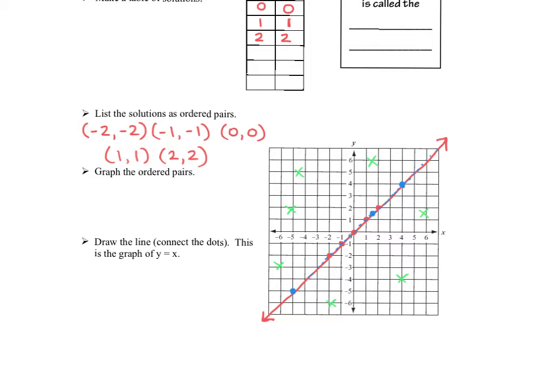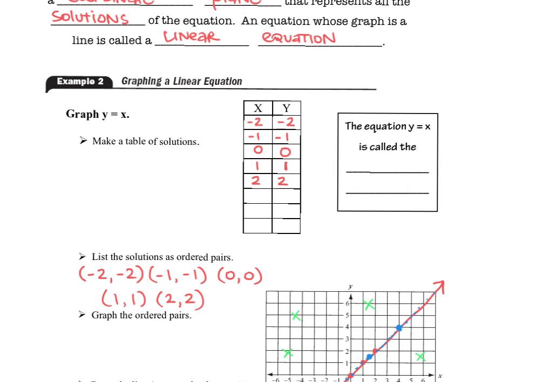Now, because this line is the most basic equation, and therefore the most basic graph, y equals x, it doesn't get any simpler than that when we have two variables, we have a special name for this equation. So the equation y equals x is called the parent function.